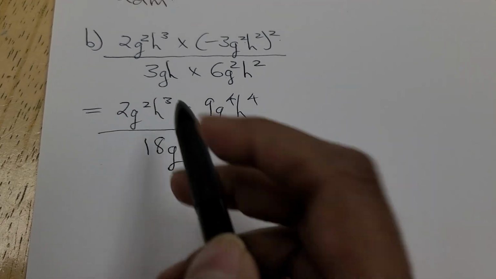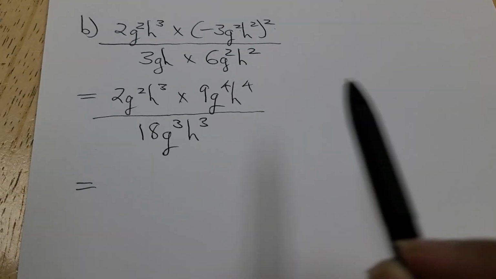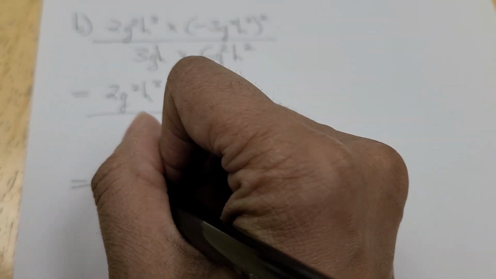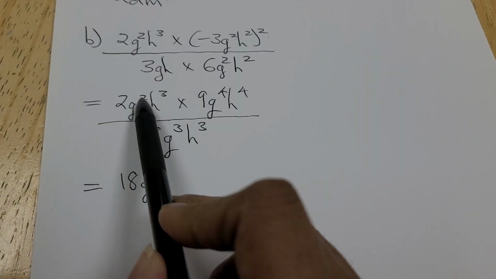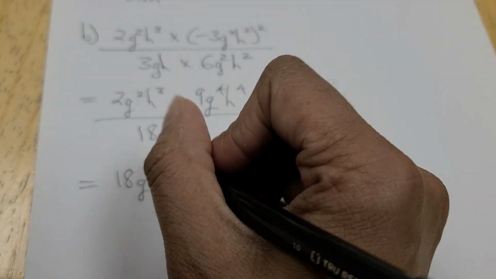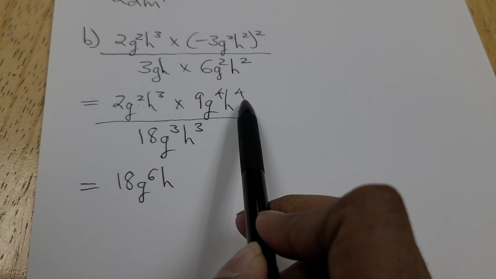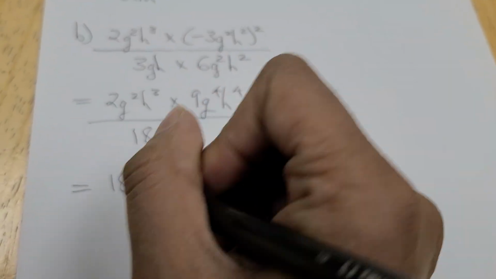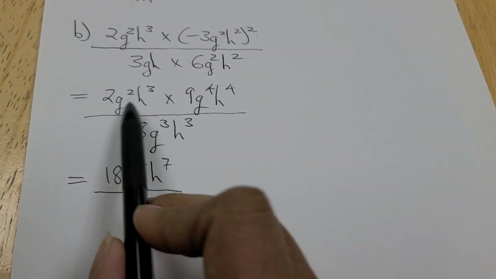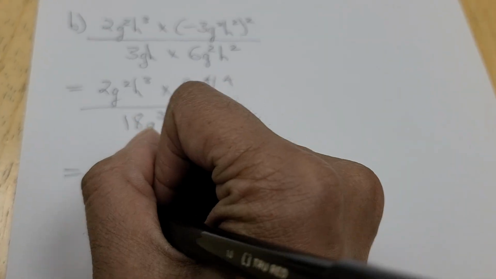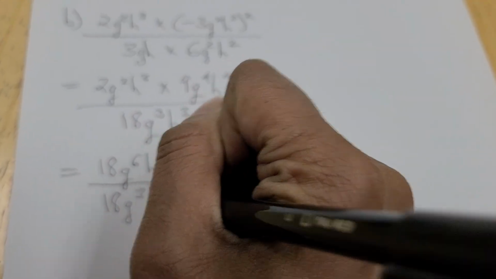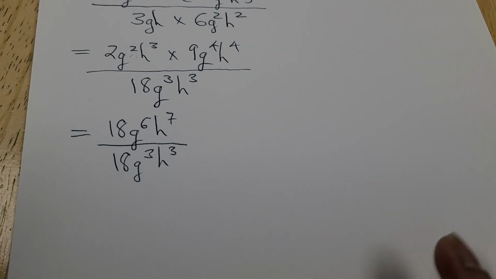We're going to just multiply and simplify the numerator. We'll do 2 times 9, so 18. G to the 2 plus g to the 4, g to the power of 6. This is h to the 3 plus h to the 4, h to the power of 7. So this is just the numerator. Let's keep the denominator the same, right? So we can see it.